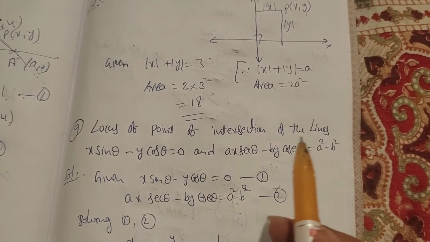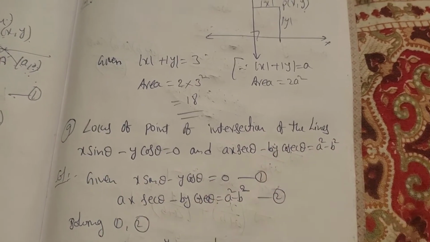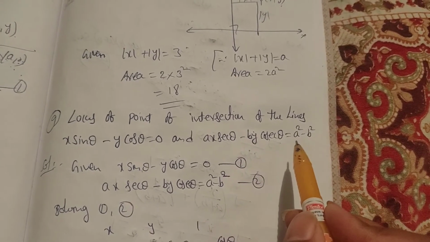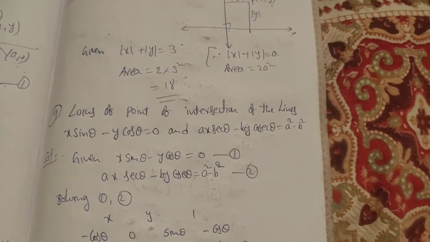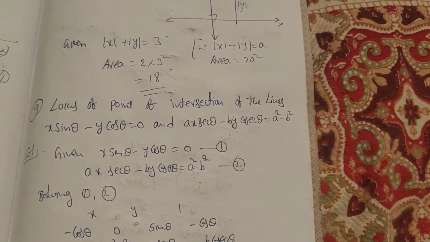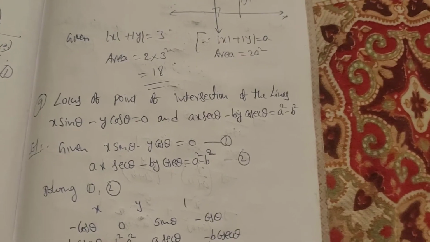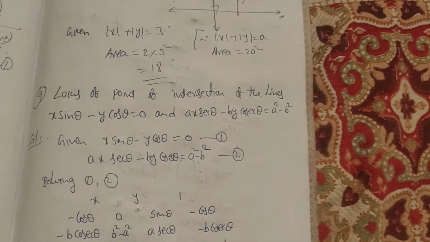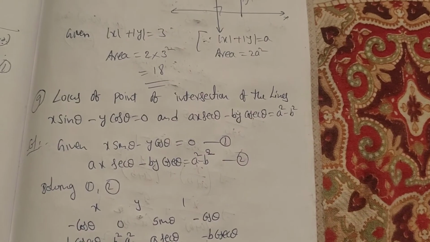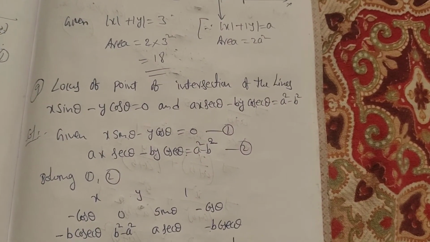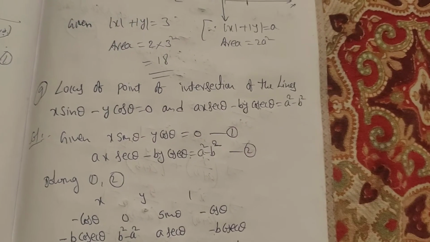Locus of point of intersection of the lines x sin theta minus y cos theta is equal to 0 and ax secant theta minus by cosecant theta is equal to a square minus b square. Whenever the question is given in terms of trigonometric functions like secant, cosecant, tan theta, the locus is nothing but eliminating theta; the relation you get is the locus of that intersection point.